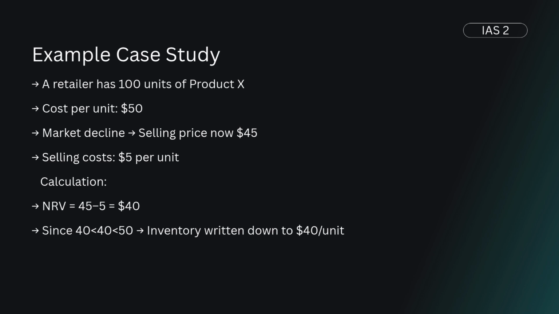Case study. Suppose a retailer has 100 units of product X. Its cost per unit is 50, but due to market change, the selling price now is 45, and its cost of sale is 5 per unit. Now we must calculate NRV first. So for NRV, subtract cost of sales from selling price, that will be 45 minus 5, so we have 40 as NRV. Since 40 is less than 50, it means we must write down our inventory to 40 according to IAS 2.